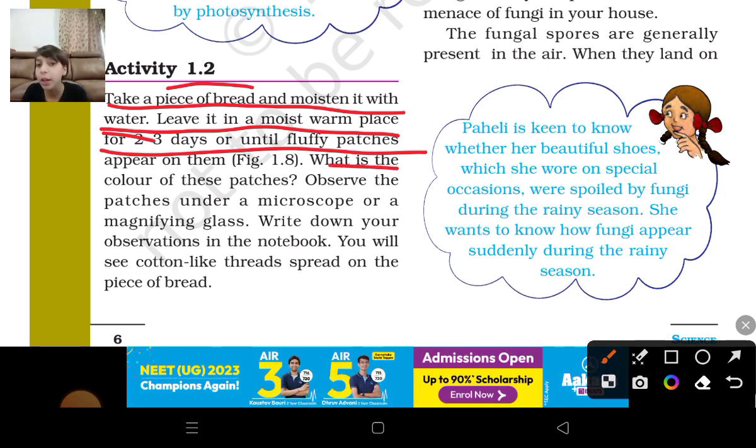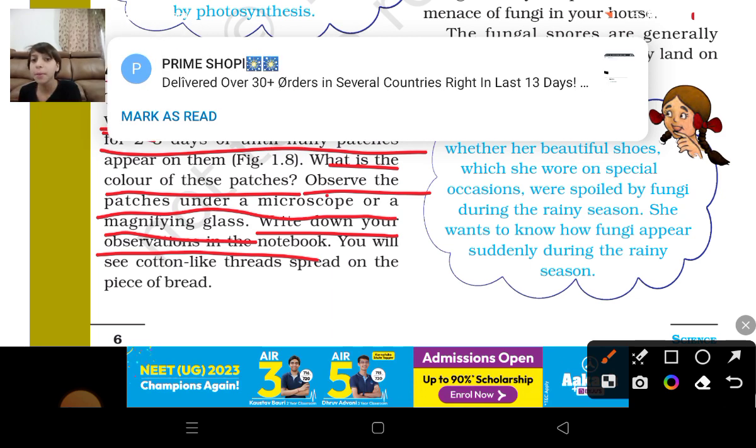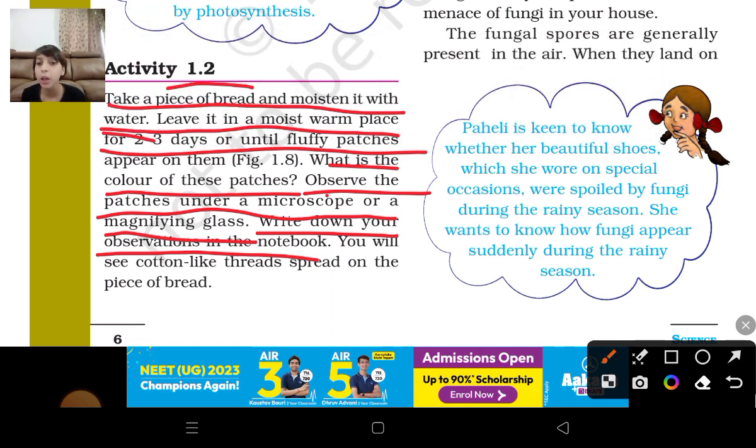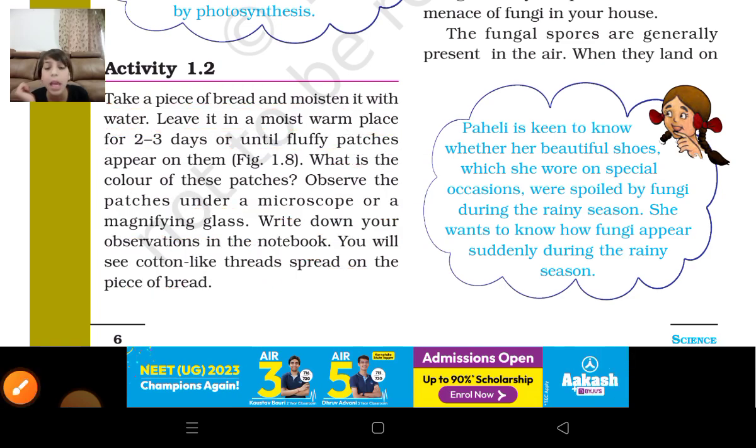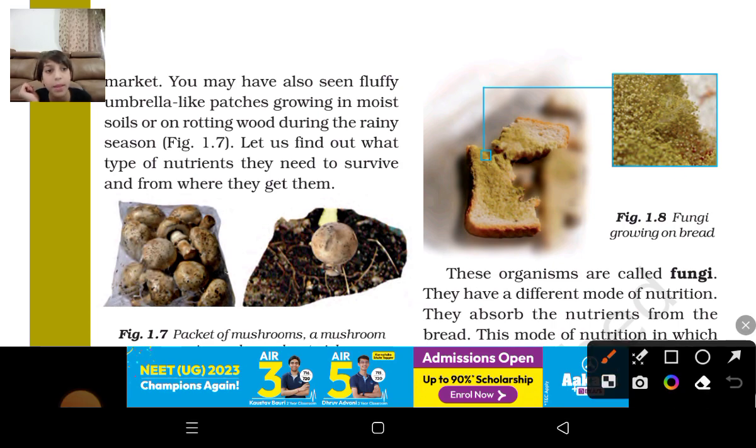What is the color of these patches? Observe the patches under a microscope or magnifying glass. If you do not have a microscope, then you can use a magnifying glass and just zoom in. Write down your observation in the notebook. Just note its color. You will see cotton-like threads spread on the piece of bread, something in green color.